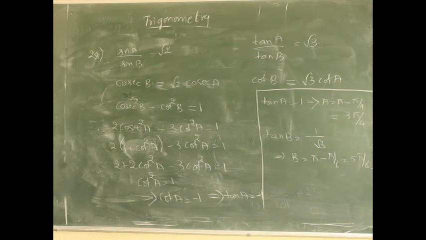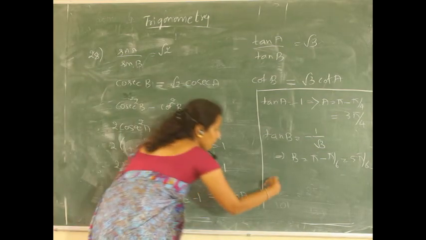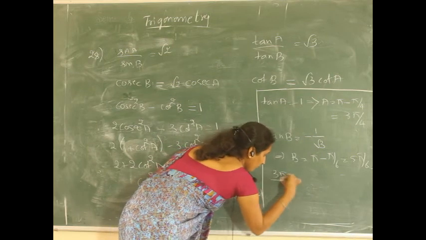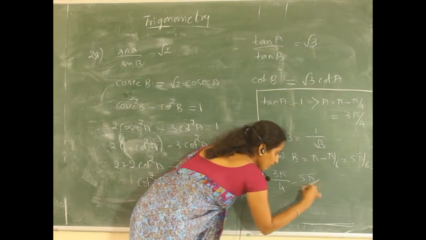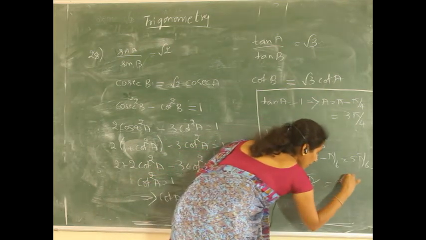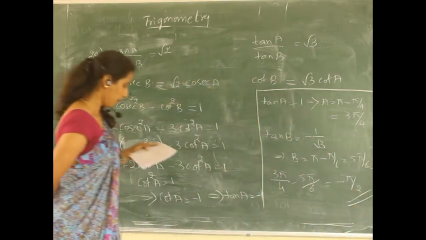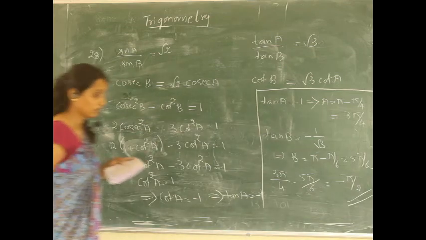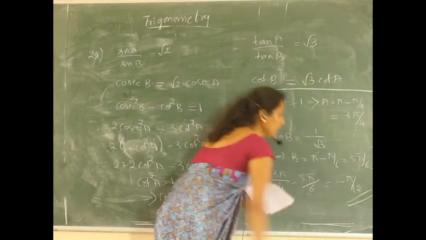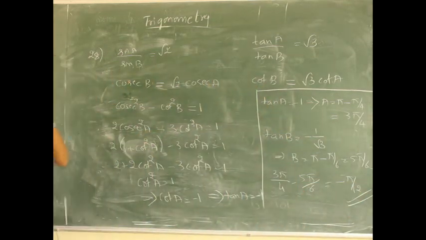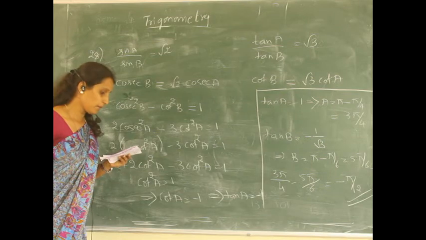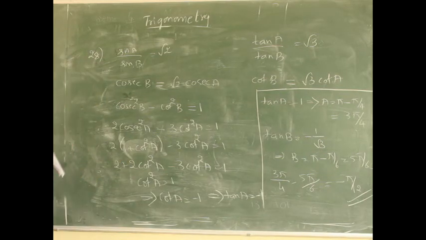So 3 pi by 4 minus 5 pi by 6, that is A minus B, is equal to minus pi by 12. So the answer will be minus pi by 12, that is option B.